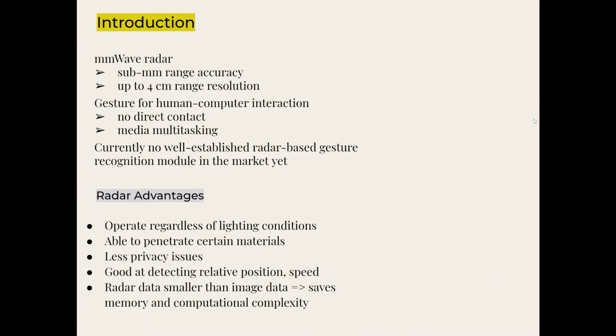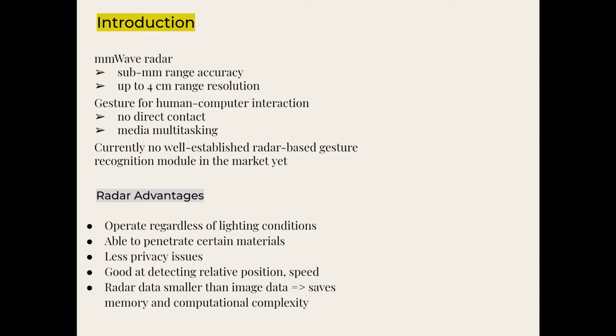Millimeter wave is a radar technology that transmits signal with wavelengths in the millimeter range. Due to its use of small wavelengths, it can theoretically detect movements on the order of millimeters and distinguish two objects that are only 4 cm apart.